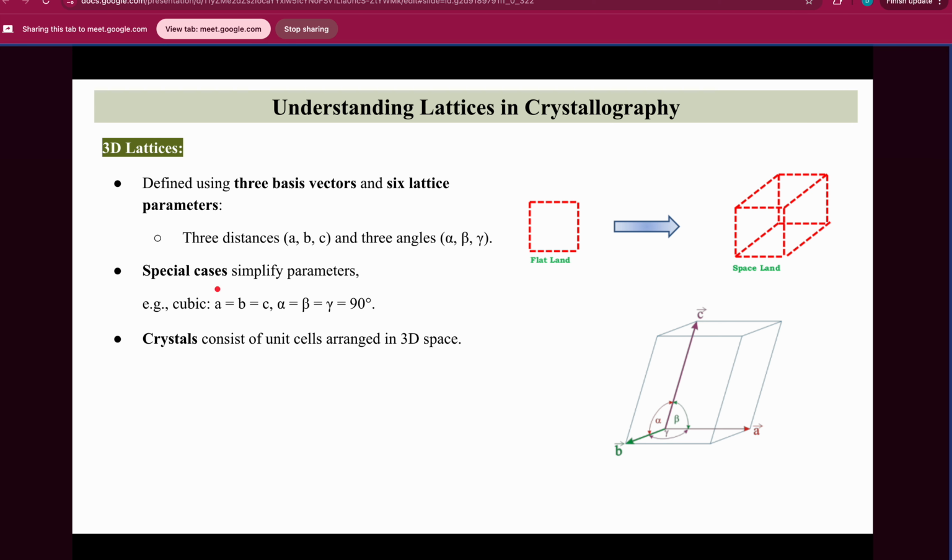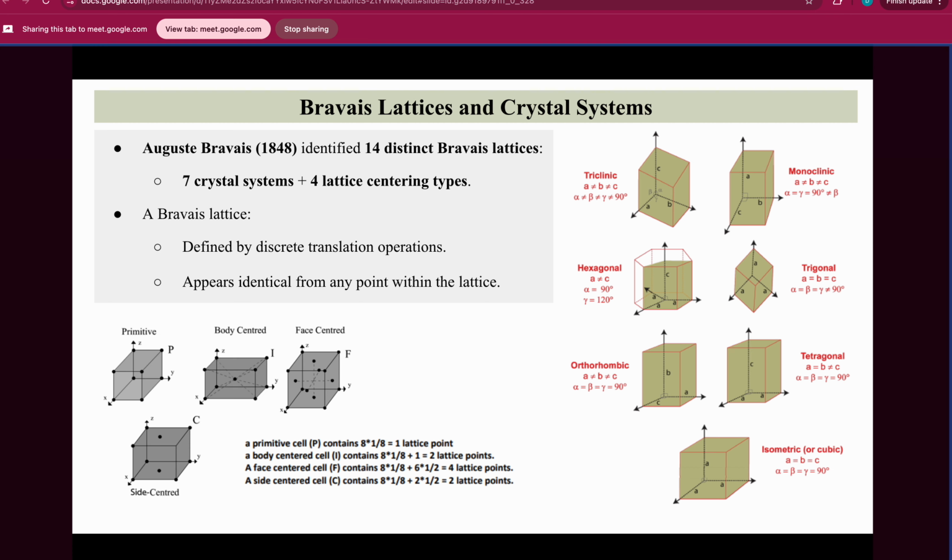And there are some special cases which simplify the parameters, such as cubic. In the previous case, we had a square in which A was equal to B and the angle was 90 degrees. In this case also we have a special case, which is the cube. A cube is something like a square in 3 dimensions. It has A equals B equals C and all its angles are equal to 90 degrees. And then crystals consist of unit cells which are arranged in 3D space. So crystals come under 3D lattices.